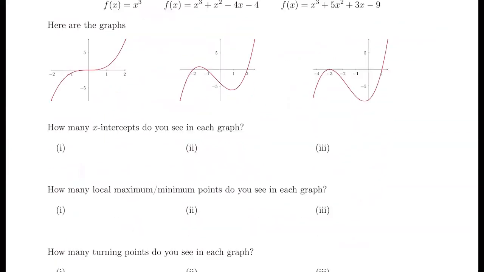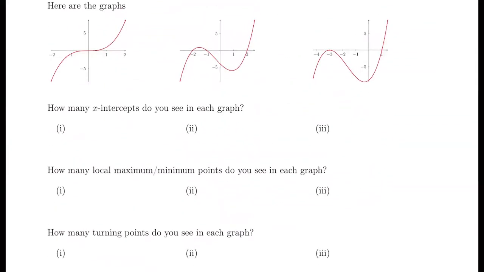So how many x-intercepts do you see in each graph? In the first graph that we have, we see that there's only one of them, which is just at the origin. So we would just say there's one x-intercept. Now, what about the second graph? Well, if we have a look here, 1, 2, and 3. So we have 3 x-intercepts. And then the last one, we only have 1 and 2 x-intercepts here.